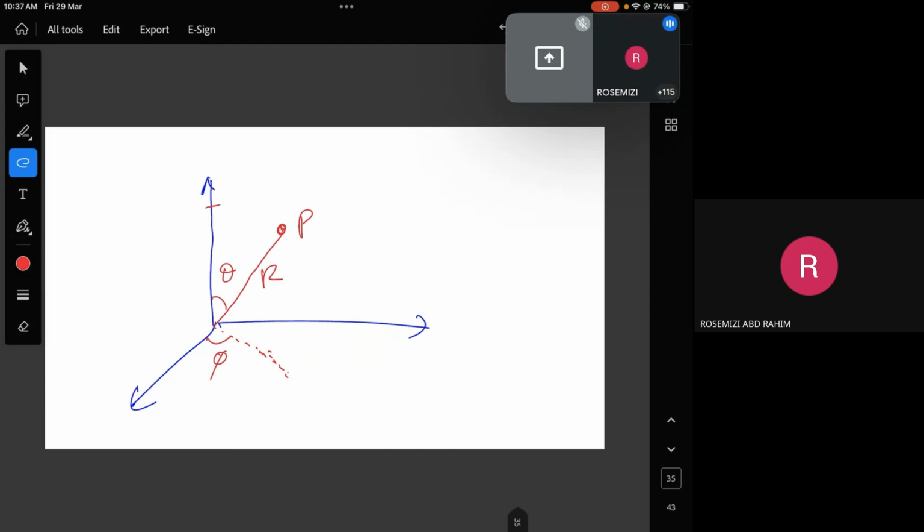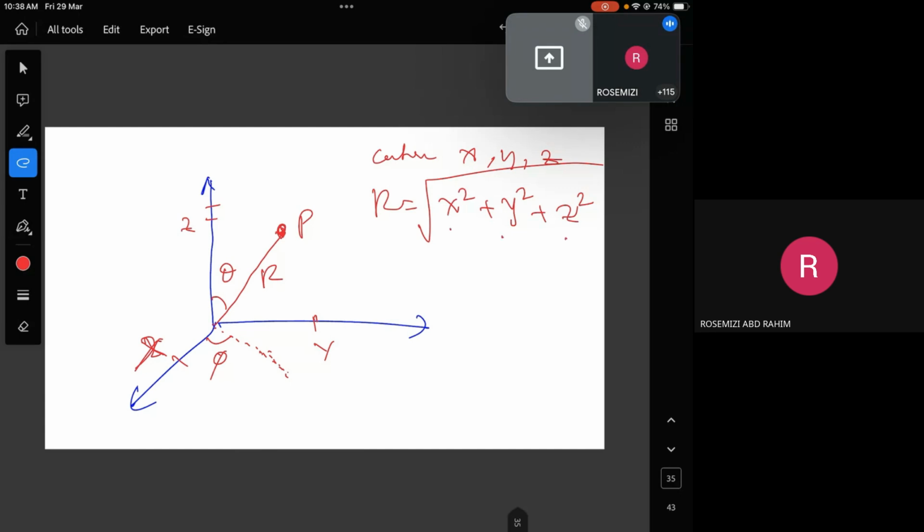This one is the value of z. This one is r, phi. So what is r? We know that for Cartesian, x, y, and z. For spherical, r will be equal to the square root of x square plus y square plus z square. Okay, this is the distance. We have z here, this one is y, this one is x. So the magnitude of r will be equal to x square plus y square plus z square, under the square root.